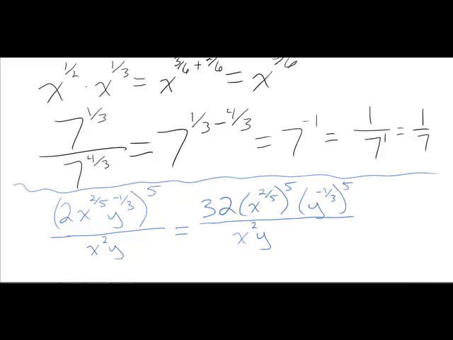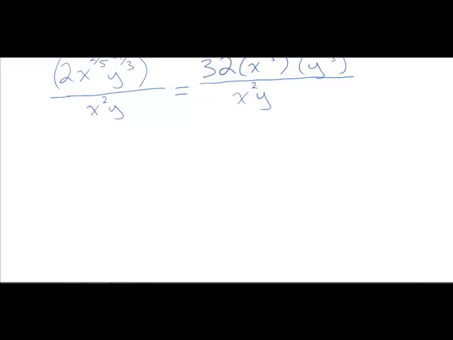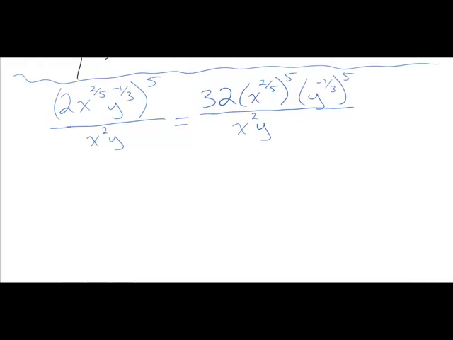And I'm clearly going to need more space, so why not just go ahead and get it. Oh, too far. Okay, there we go. So now let's rewrite what we have on top. Well, on top we've got 32x to the what power? Well, 2/5 times 5 is actually just 2. So that's convenient. And then we have y to the negative 5/3 power. Not as convenient. And all of this is over x squared y.